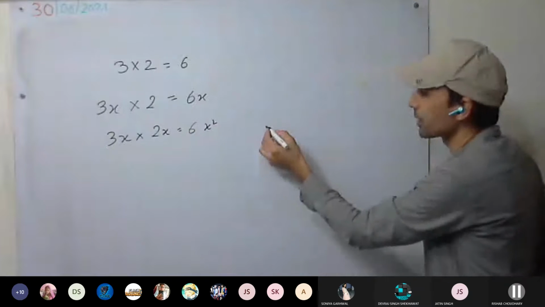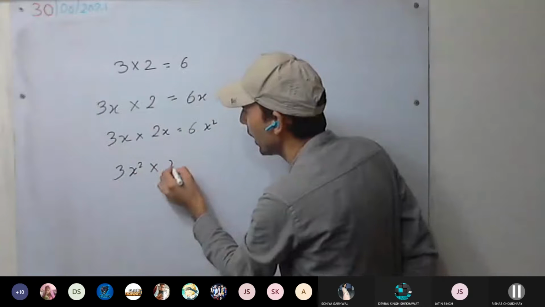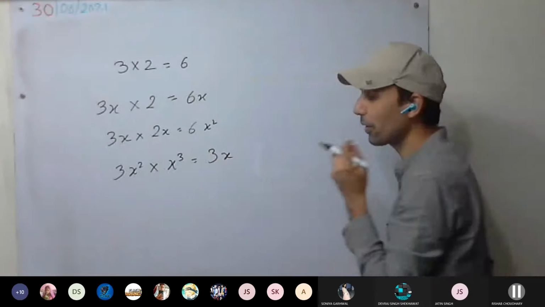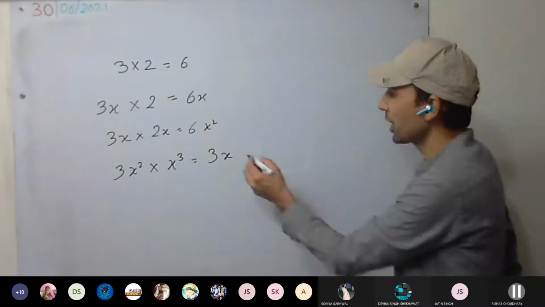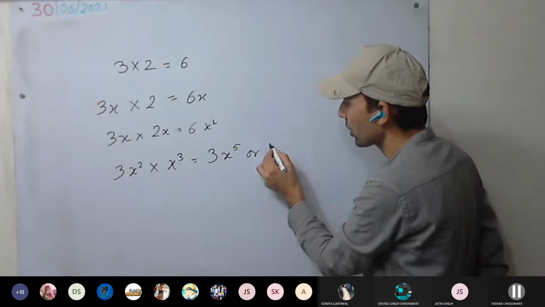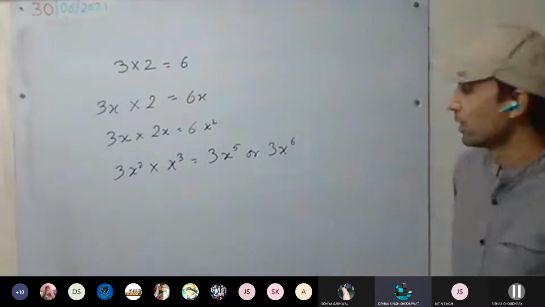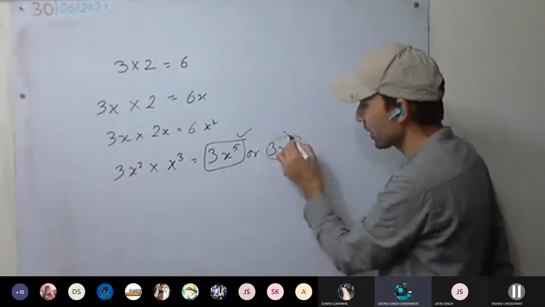So how are we doing here? If the question is 3x squared into x cube, how much will it be? 3x to the power 5, or 3x raised to power 6? Which answer is correct? Sir, 5. This is correct. Always remember, 6 is wrong.